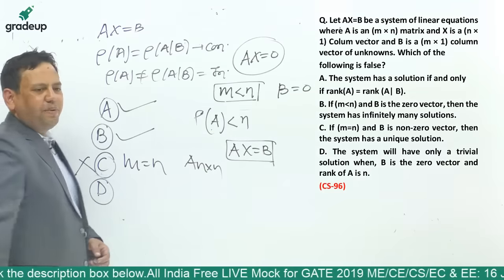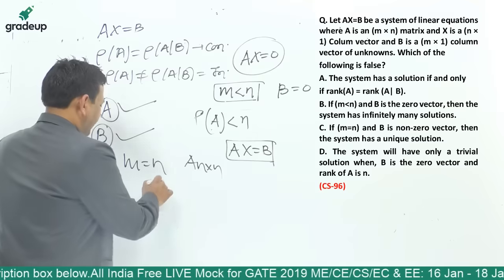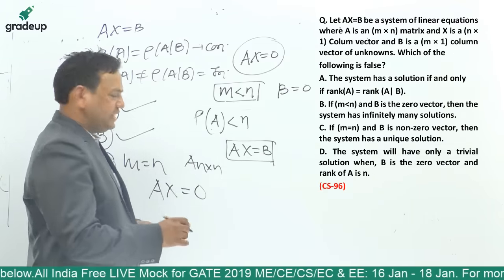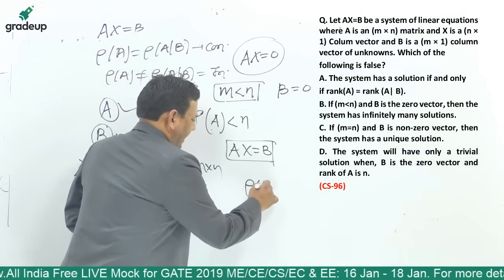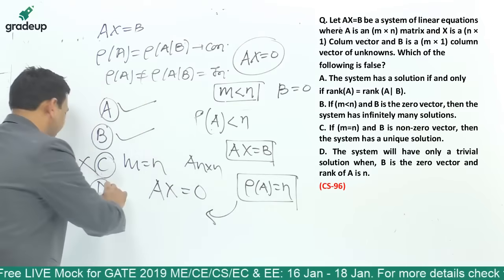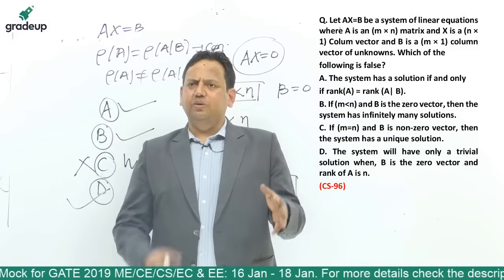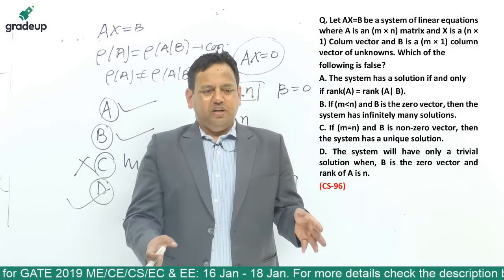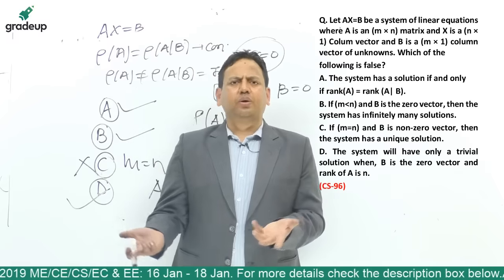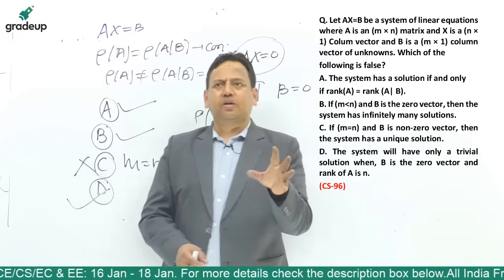Now come to the D part. The system will have only trivial solution if B is a zero vector. So we are saying this is a system AX is equal to 0. And they say rank of A is equal to N. So if rank of A is equal to N, there is only one solution and that is 0, 0. Again, it is a true statement. Okay, so read the question. It is very easy. If you understand the concept, you can solve this one. Because see, they are saying it is a square matrix. Do you know the rank of a square matrix? I don't know. If you don't know the rank, you can't comment on whether the system is consistent or not.